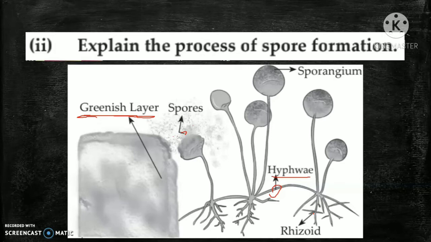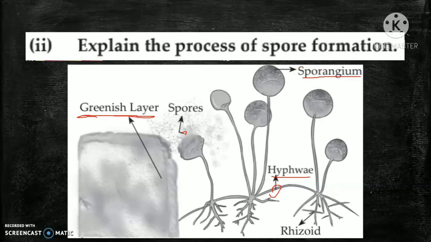After drawing this diagram, you write the first point. Spore formation is a method of asexual reproduction in fungi like mucor. It is a type of fungi, mucor. Second point, mucor has a filamentous body and sporangia which produce spores. Sporangium is singular, and when we write sporangia, it is plural.